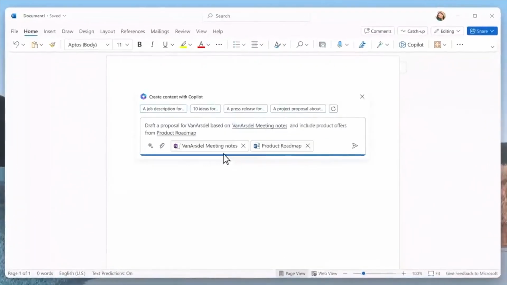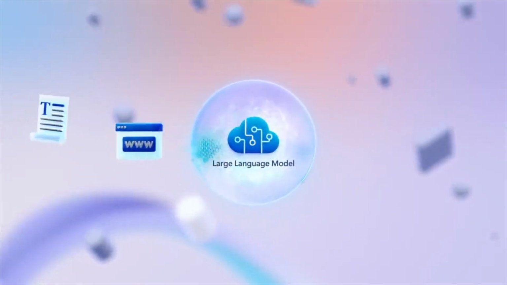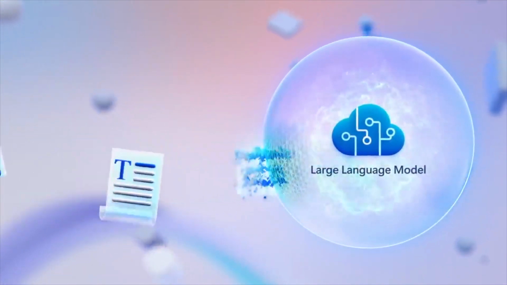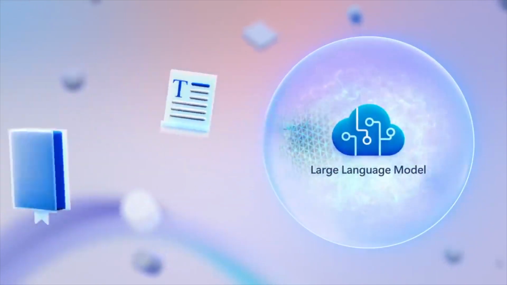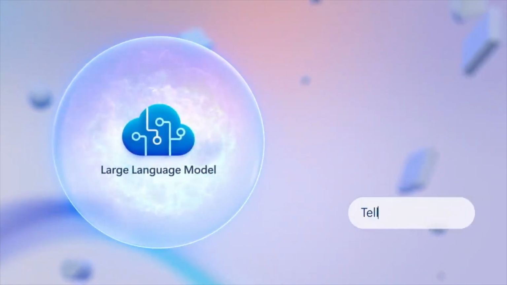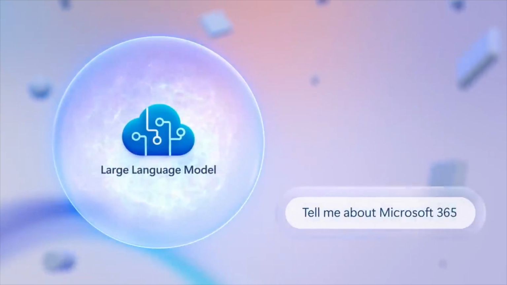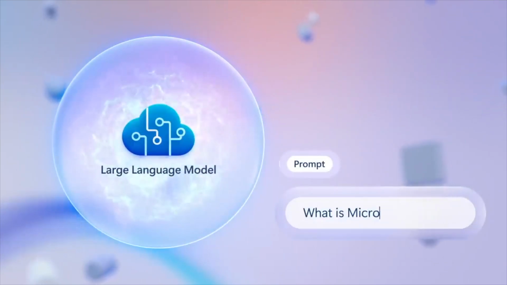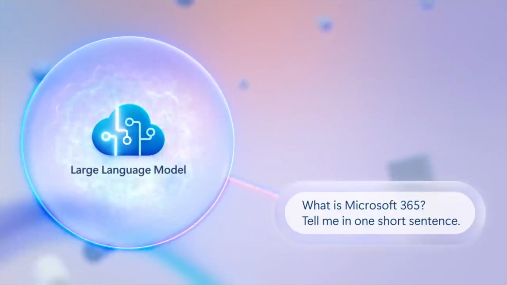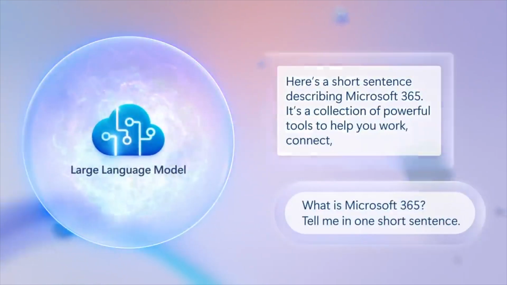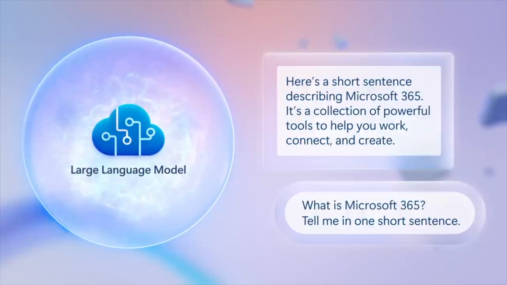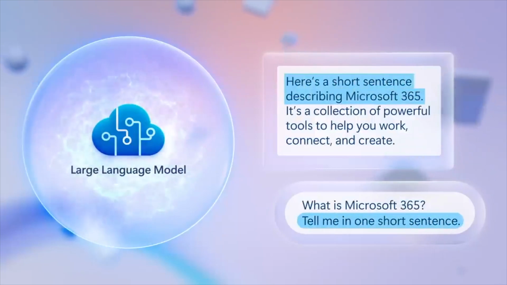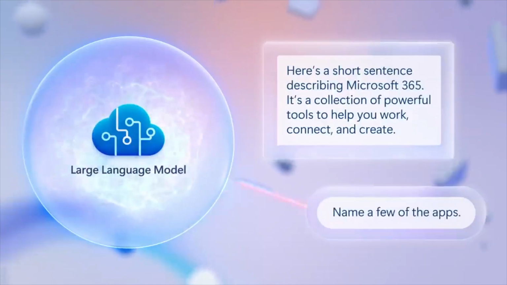But how does Copilot achieve all this? It's powered by large language models, or LLMs, trained on vast amounts of public data such as books, articles, and websites. These models understand language, context, and meaning, allowing you to interact with them using natural language prompts. Imagine asking Copilot a question or providing a statement as a prompt. The LLM analyzes your prompts, taps into an extensive knowledge, and generates a response tailored to your query. For each interaction, Copilot gains more context, making the conversation more informative and engaging.